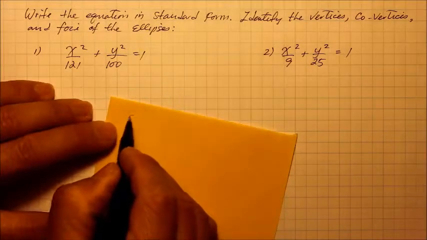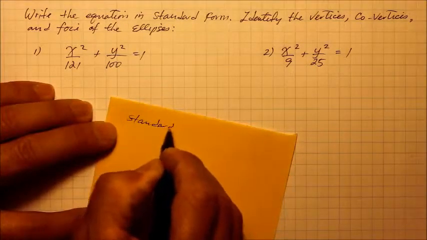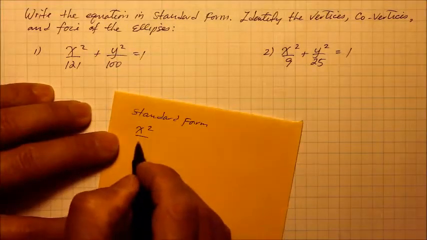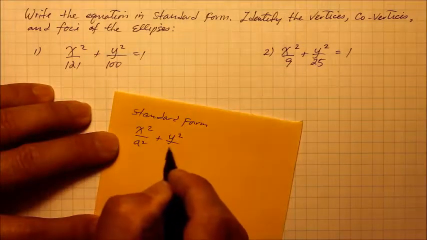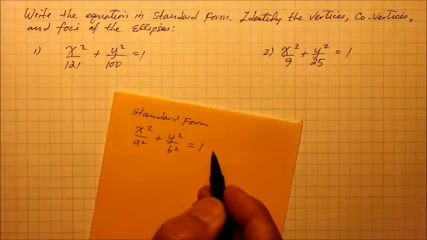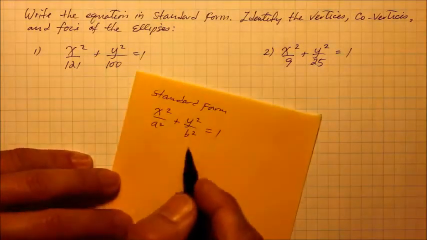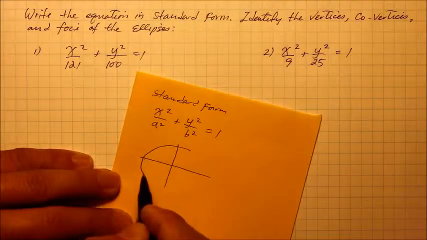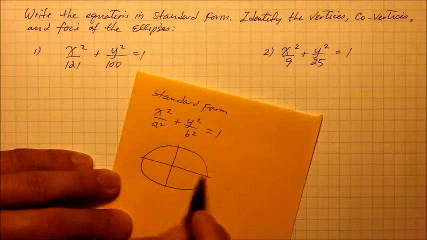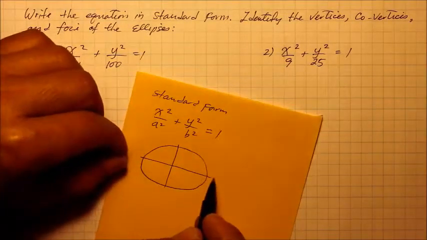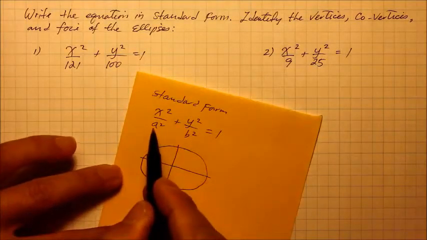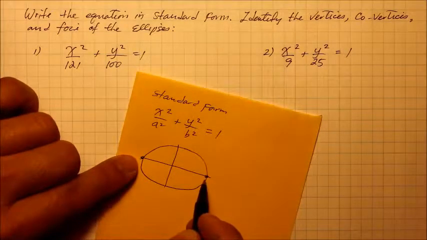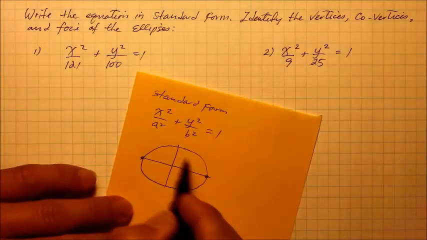First of all, the standard form. The standard form of an ellipse is given as x squared over a squared plus y squared over b squared is equal to 1. In this case, we're assuming an ellipse where the major axis is horizontal, meaning it's elongated along the x-axis. The a's are the coordinates for the vertices, one on each side of the ellipse, and this is called a vertex.